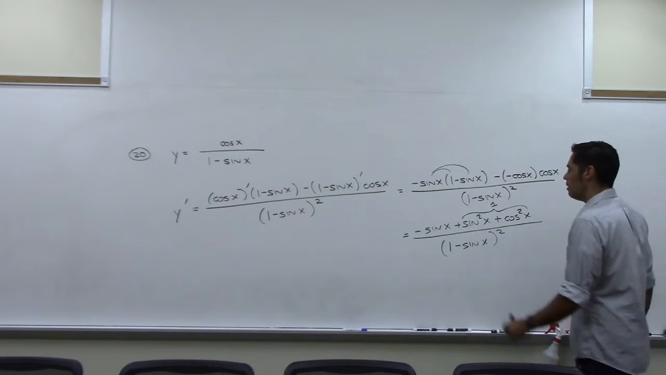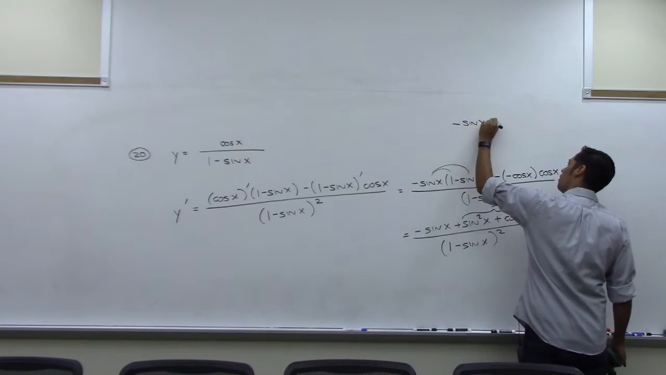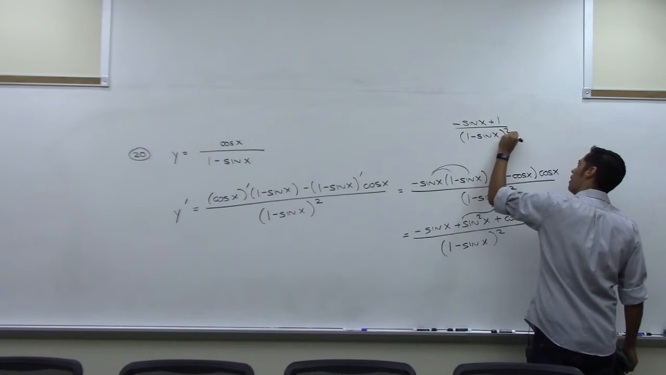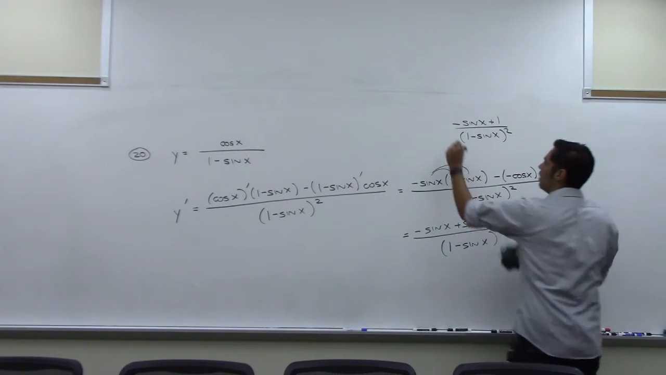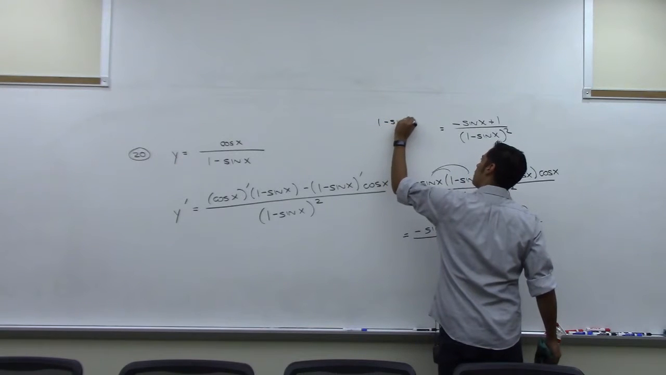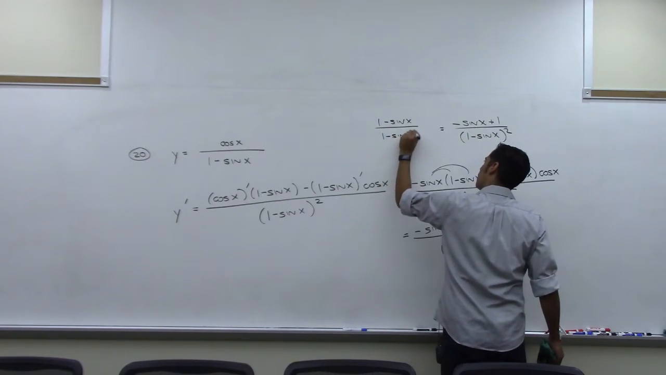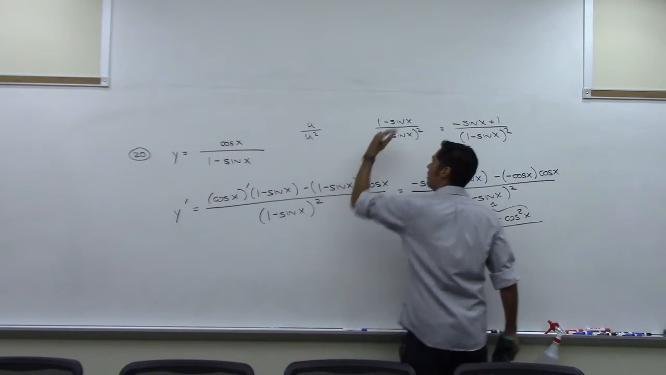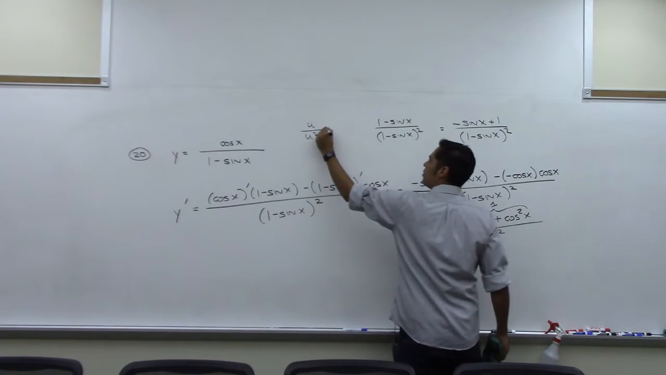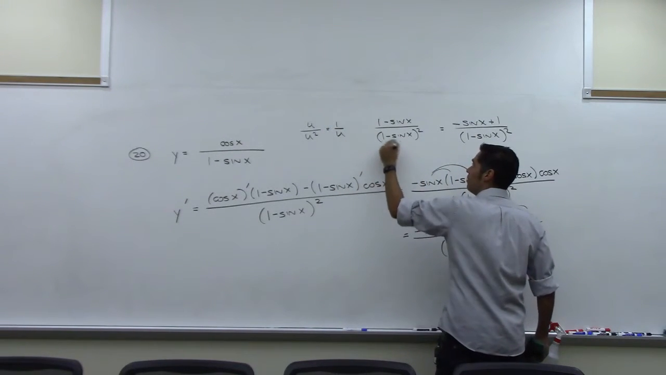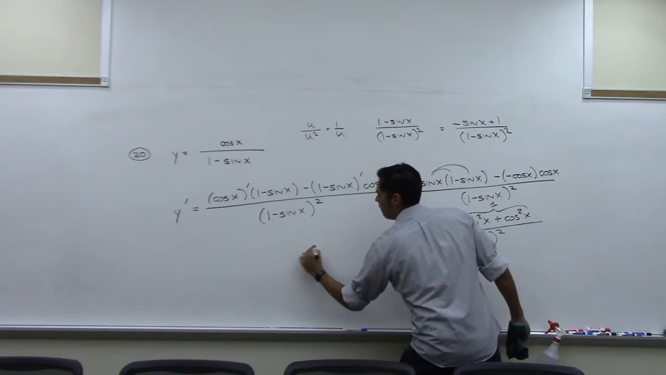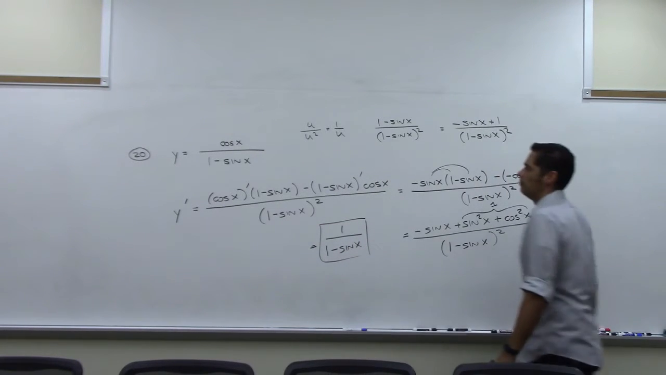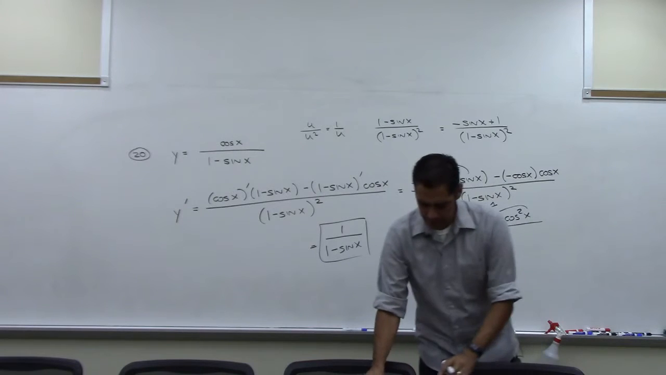So I could clean it up a little bit more and put negative sine x plus 1 over 1 minus sine x, quantity squared. And notice that if I rearrange the numerator, that's 1 minus sine x over 1 minus sine x quantity squared. And that's the same as having something like u over u squared, right? So that's just 1 over u, right? One of the u's cancels. So this is going to turn into 1 over 1 minus sine x. There we go.